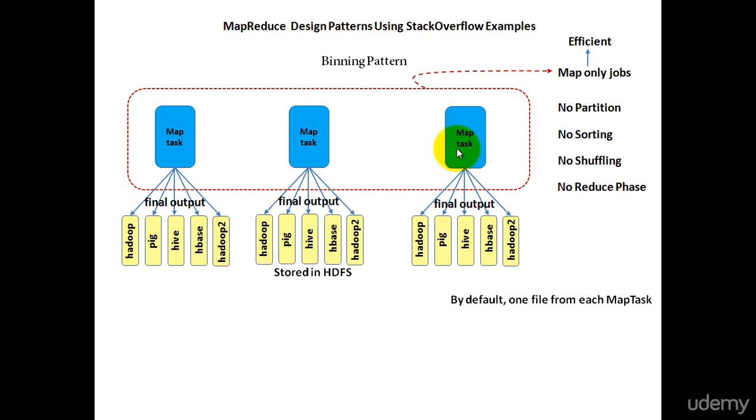Suppose there are 3 map tasks and each map task creates 5 output files. Then altogether there will be 15 files. That is, the more the number of map tasks and bins, the more files will be created. This is not good for name node scalability. More memory will be consumed in the name node.